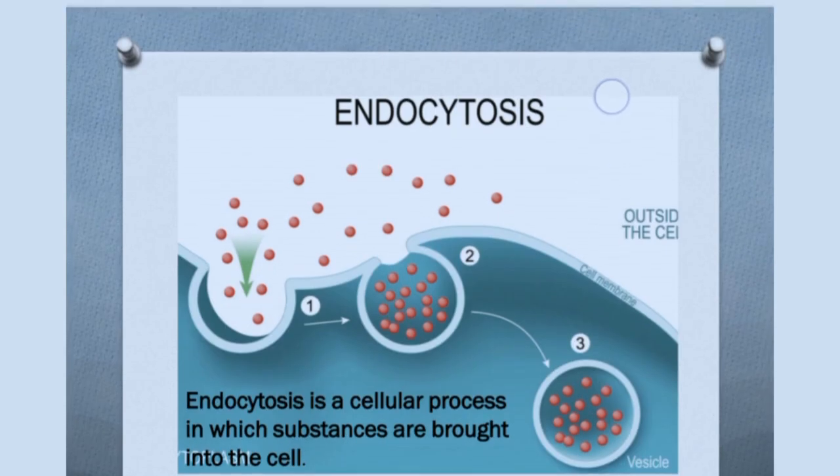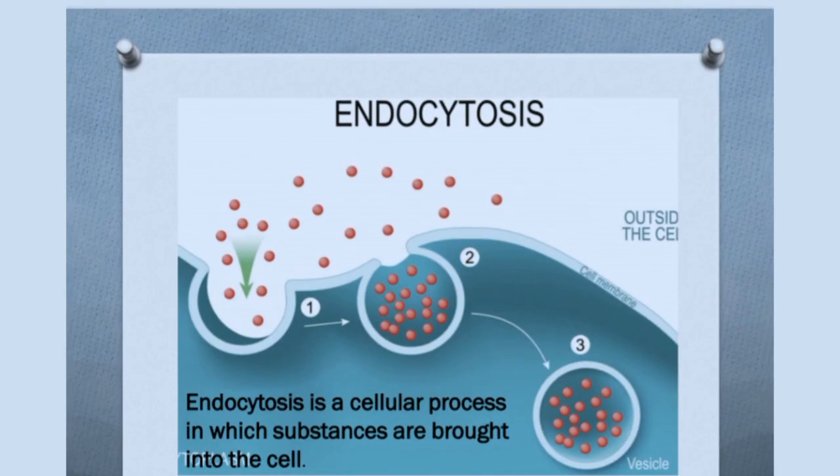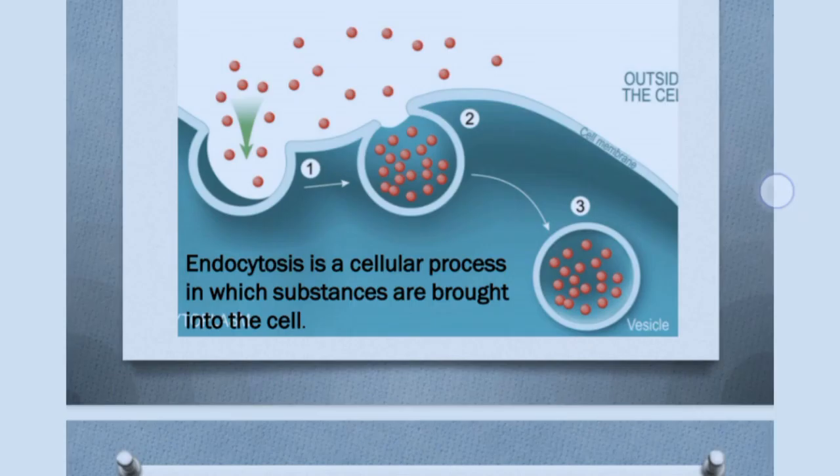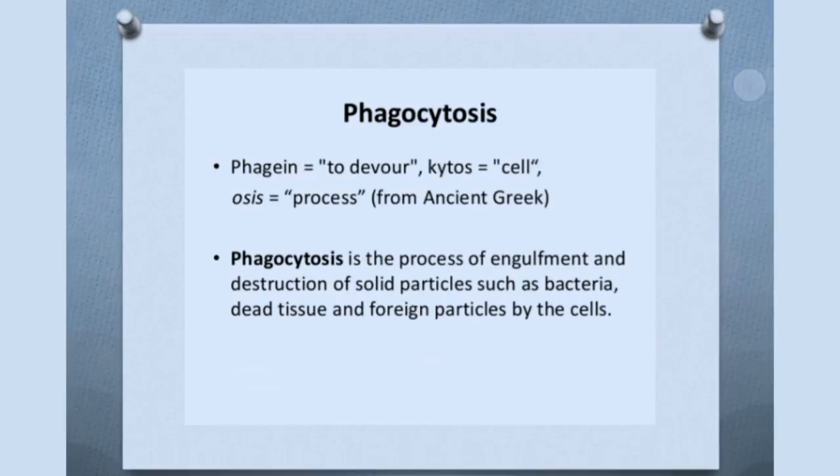Now what is meant by endocytosis? Endocytosis is a cellular process by which materials move into the cell in bulk. It is of two types, namely phagocytosis and pinocytosis. In phagocytosis, phagein means to devour, meaning eating of the cell, and osis is process. These are ancient Greek words.